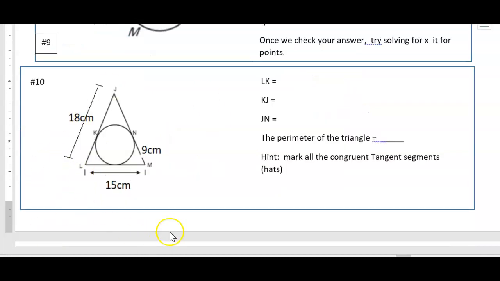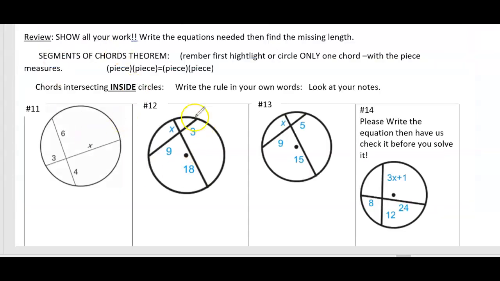Here's number 10. Try this one. We also did this in class for review of what we did last week. Remember when you have chords inside the circle, see how they intersect inside the circle, and these are chords. Circle one of the chords, just pick one. Then you put their products equal to each other. So 3 times x equals 6 times 4. Okay, go ahead and solve that.